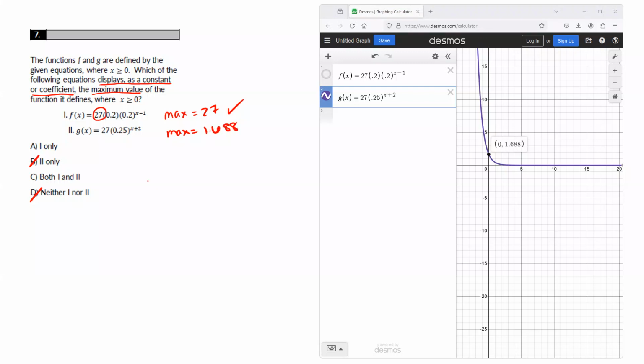And that is not 27. That is not 0.25. That is not 2. It is not any of the numbers in this equation. So we're going to say no for Roman numeral 2. And our answer is A. All right, let's try number 8.